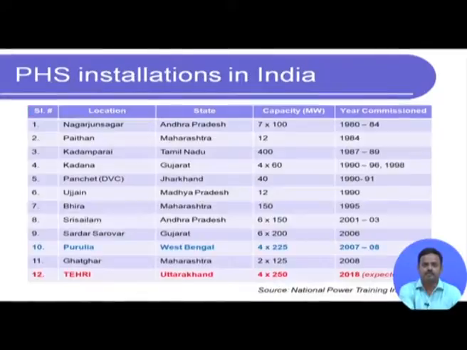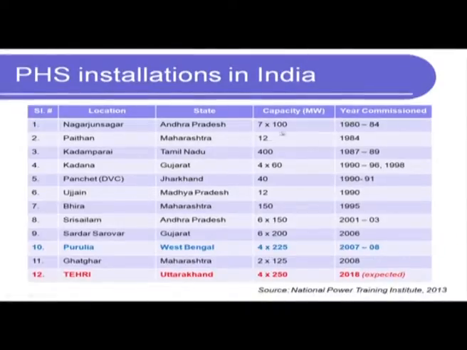Okay. If we talk about PHS installations in India, again of course, it is not like in the gigawatts range yet, but if you look at it in megawatts, it is not bad. So, the first one was in Andhra Pradesh, in Nagarjuna Sagar, and the capacity was 700 megawatts, quite a lot, and this was done in 1980 to 84.